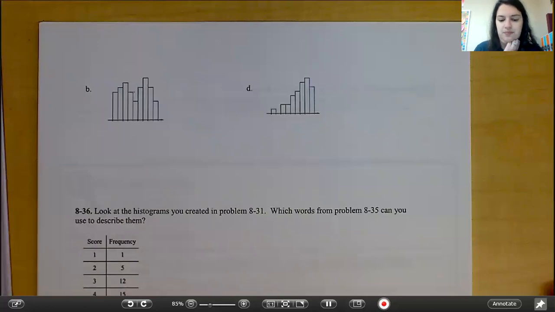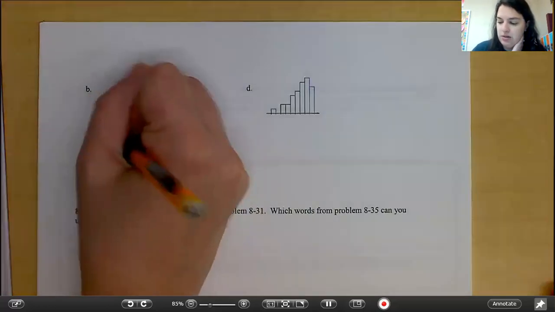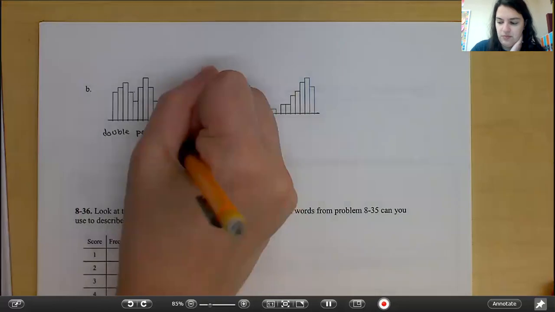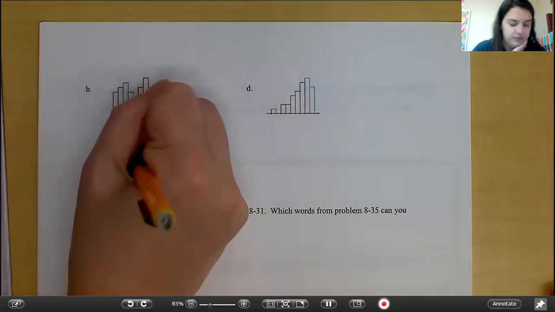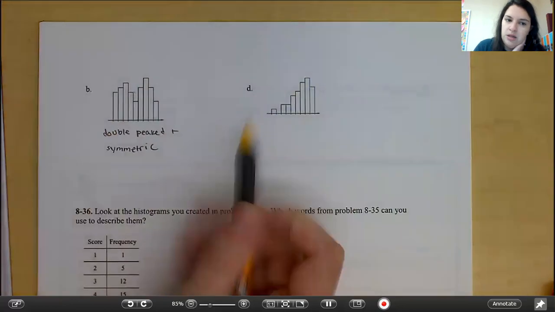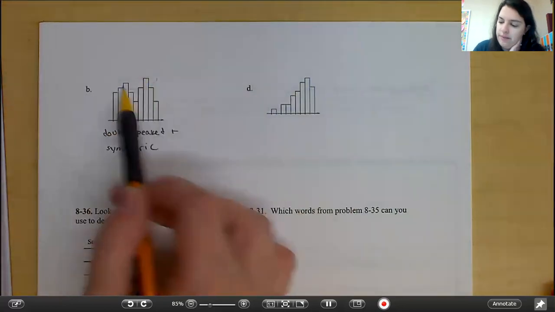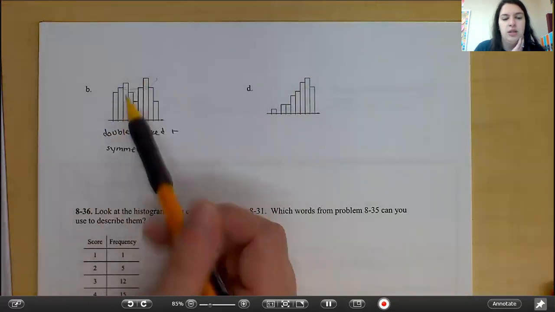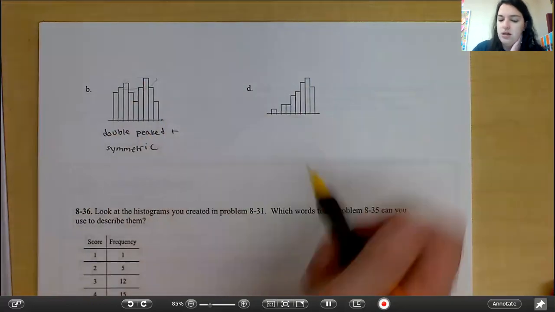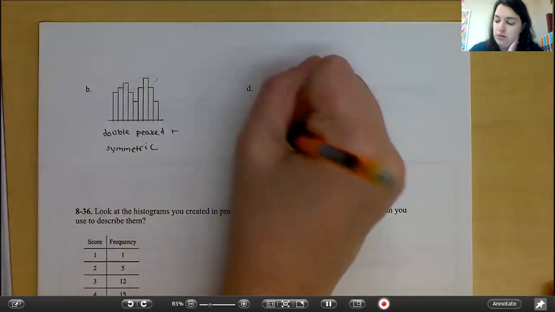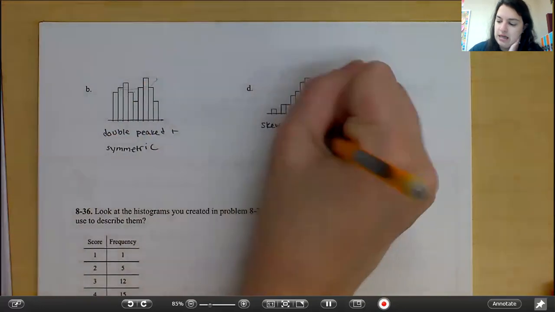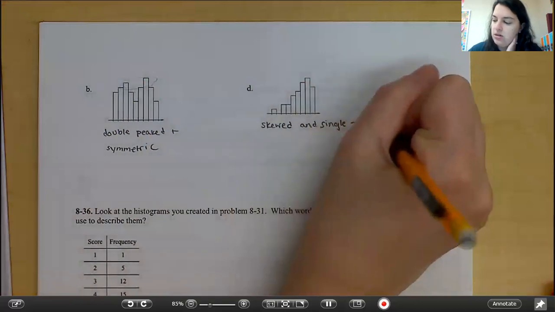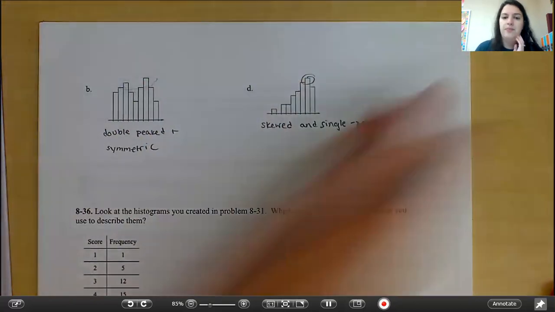B. B is double peaked and symmetric. So double peak, you have 2 high points right here. Okay, that's where your double peak again is, and again symmetric. Same thing that's happening on the left is basically happening on the right. Finally, D is skewed because all the data is to one side, and single peaked because again we have that one right there.